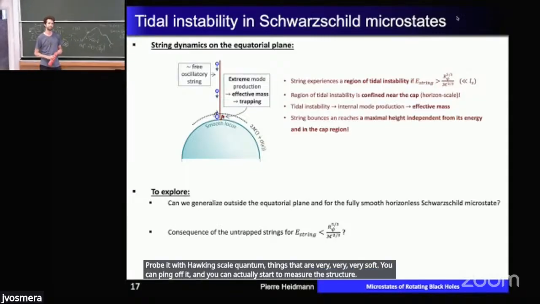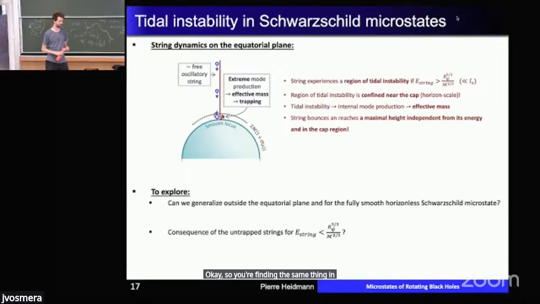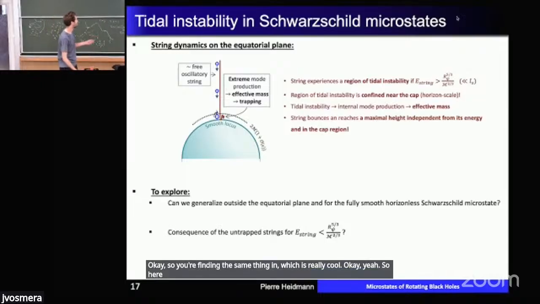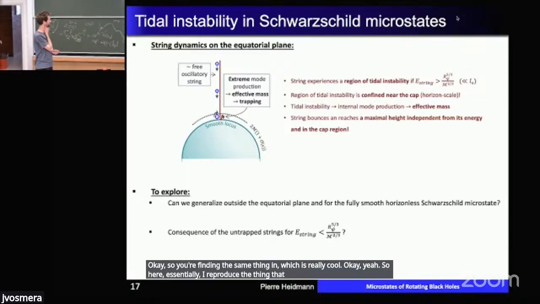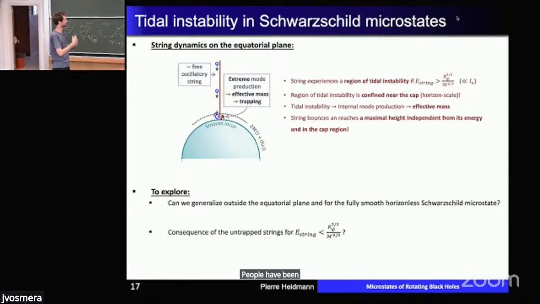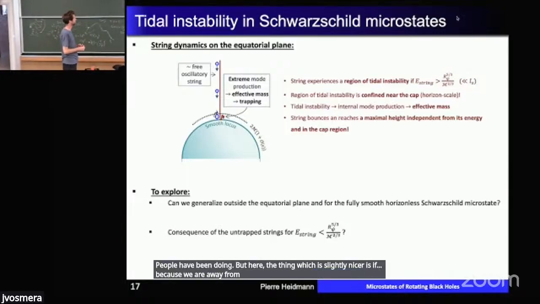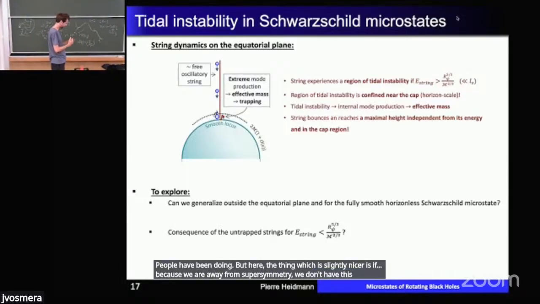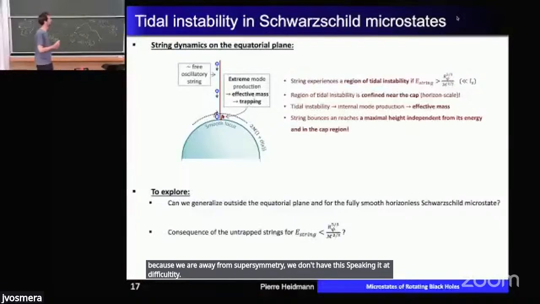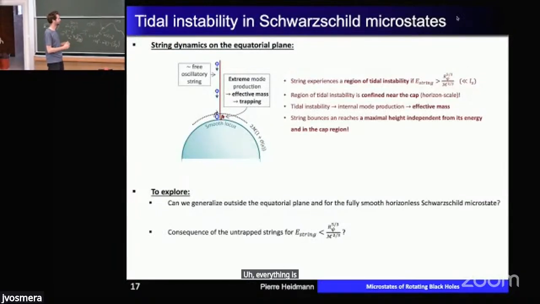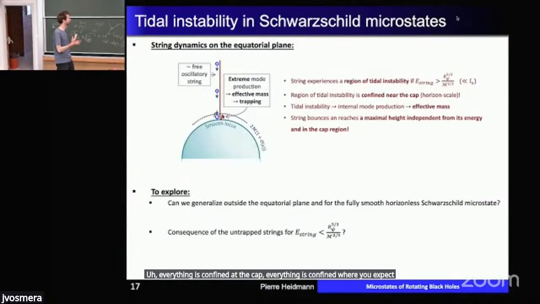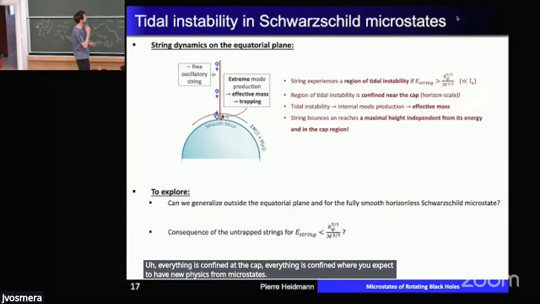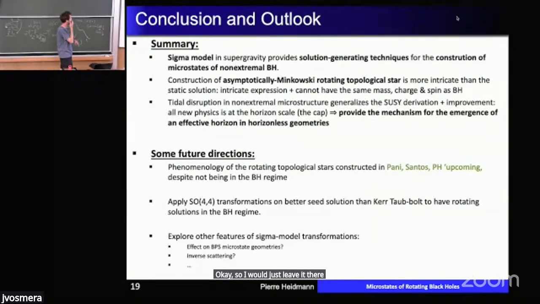Okay. So you're finding the same thing here, which is really cool. Yeah. So here, essentially, I reproduce the thing that Nick, Emil, and others have been doing. But the thing which is slightly nicer is that because we are away from supersymmetry, we don't have this atypicality. Everything is confined at the cap, where you expect to have new physics from the microstate.